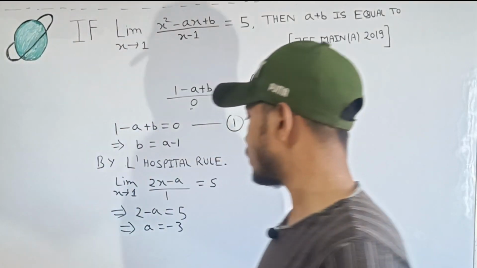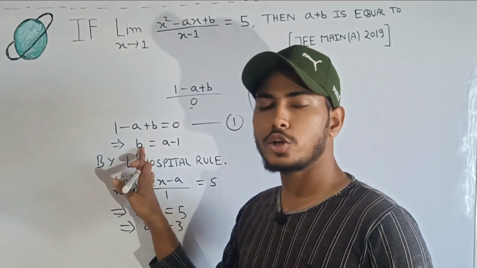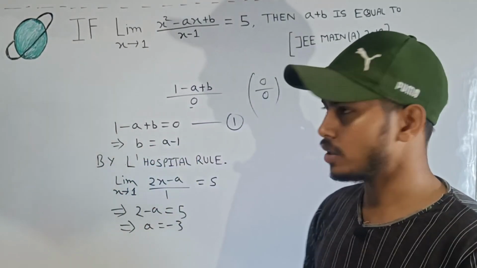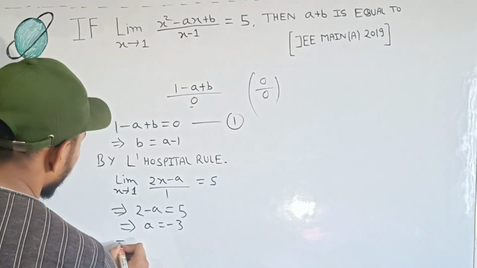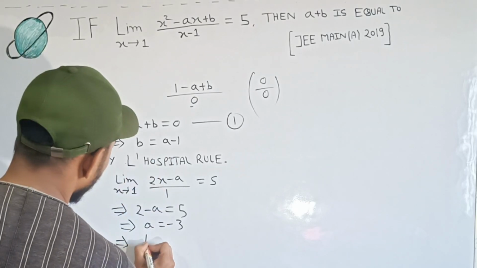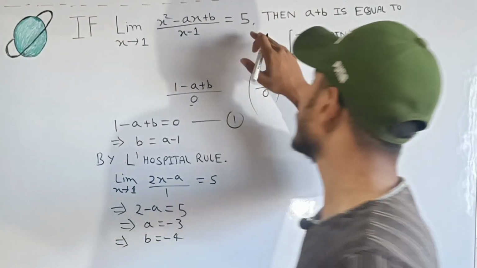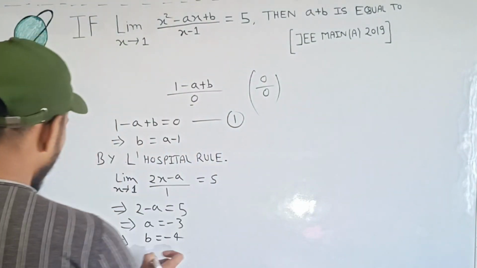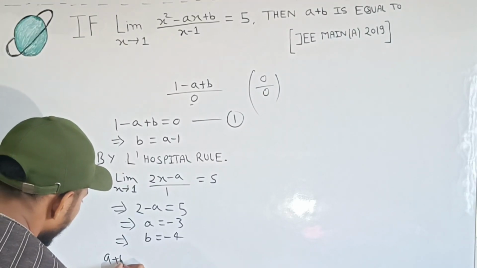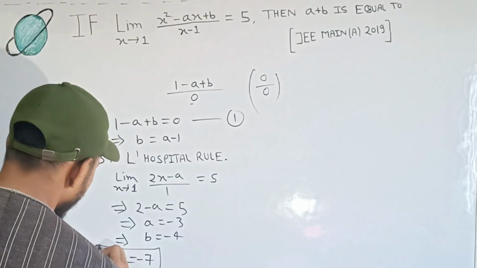So now you can clearly say that a equal to minus 3, and we have the equation b equal to a minus 1. So we put the value of a in this equation, and from there we get b equal to minus 4, right? So the question is a plus b, so we add both the terms here: a plus b is equal to minus 7. So this is your answer.